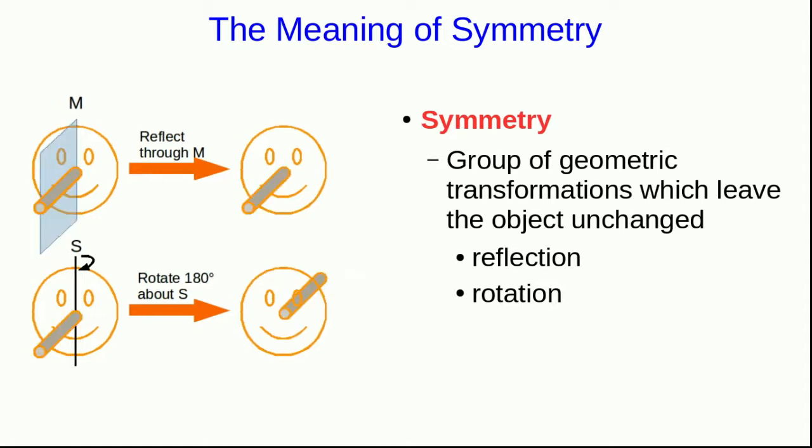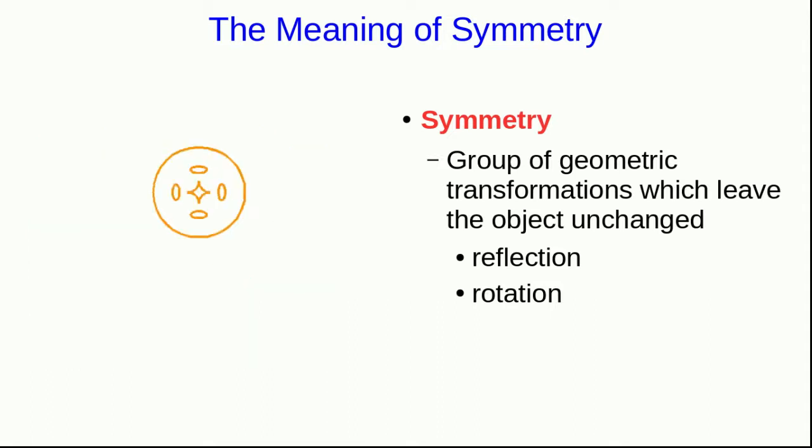However, if you make it a 3-dimensional happy face, such as a Pinocchio face with a big long nose sticking out of the screen, now it's symmetric under this reflection, although we now have to talk about a mirror plane M, not a mirror line. However, it's not symmetric under this rotation about the axis S anymore, because it takes the nose, which was sticking out of the screen, and rotates it so that it's sticking into the screen.